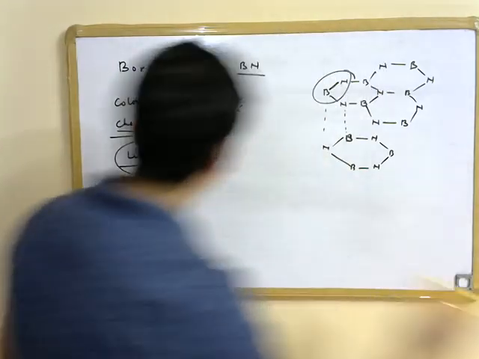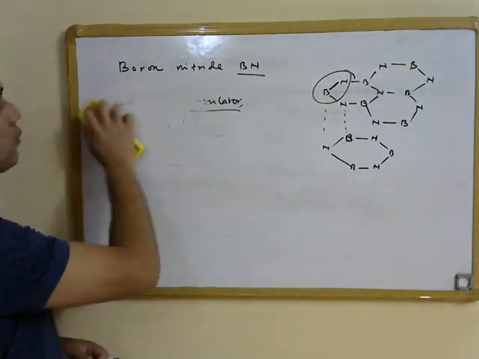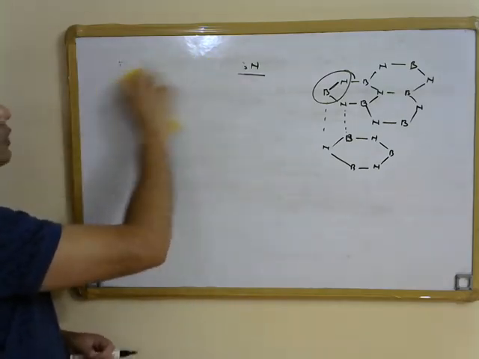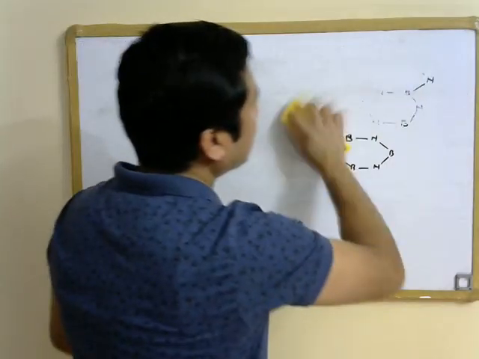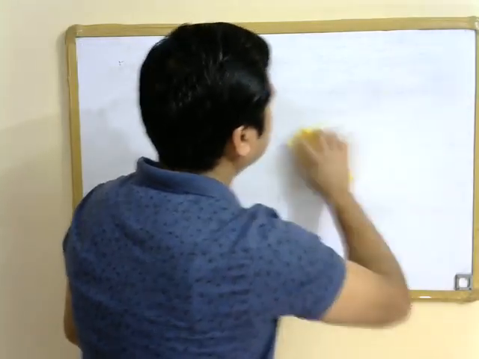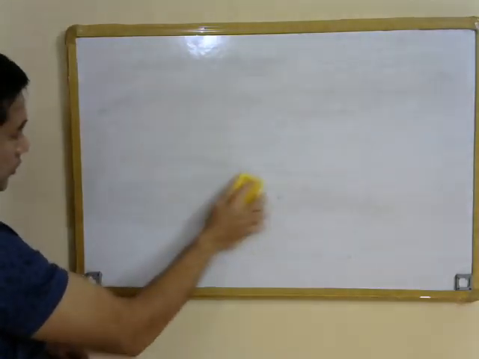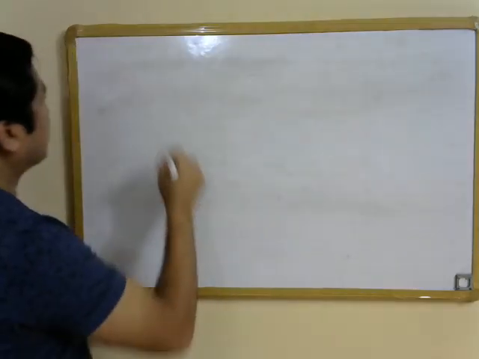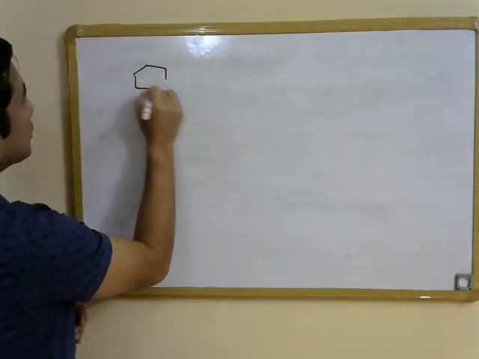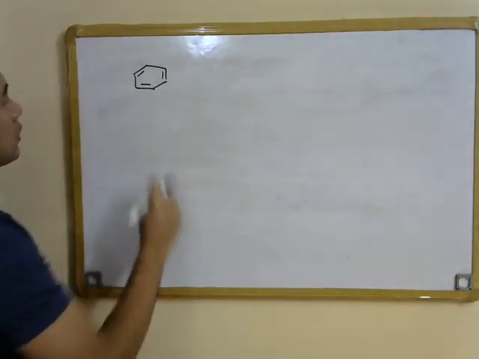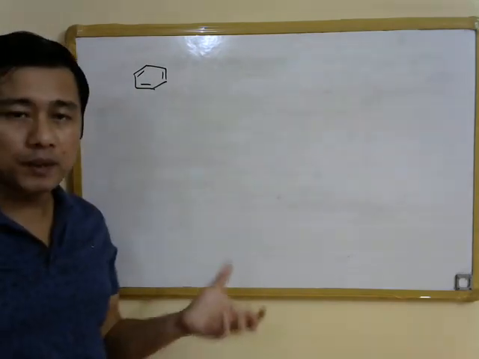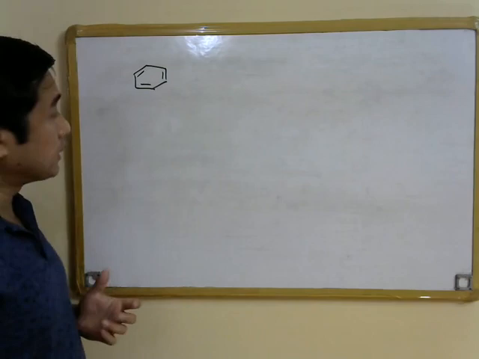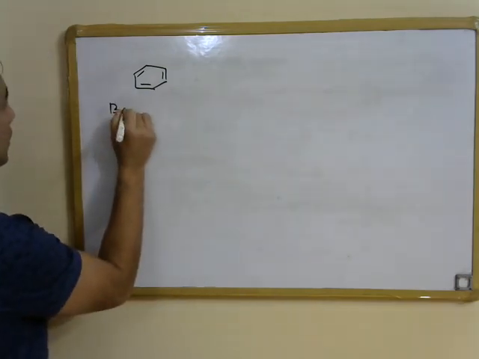There is another important boron nitrogen compound which has strong similarity with the compound formed by C-C linkage, that is benzene. We know benzene has this sort of structure. So there is an inorganic counterpart of benzene formed by boron nitrogen linkage, and this is known as Borazine.